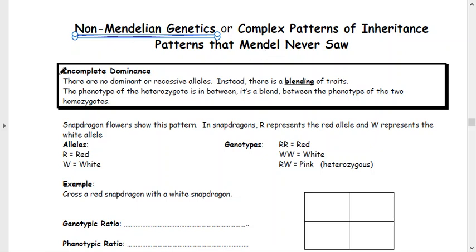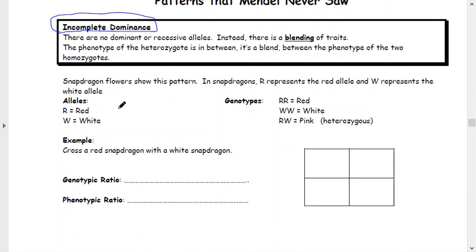So this first example is called incomplete dominance. What you're going to see is two different letters here, and it's not because we have two different traits. It's because both traits are kind of equally dominant. So when you see two different letters like this, and they're both capital, you know that this is a non-Mendelian trait. So let's look at it and see what happens.